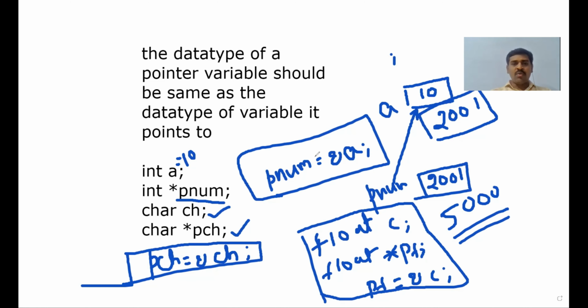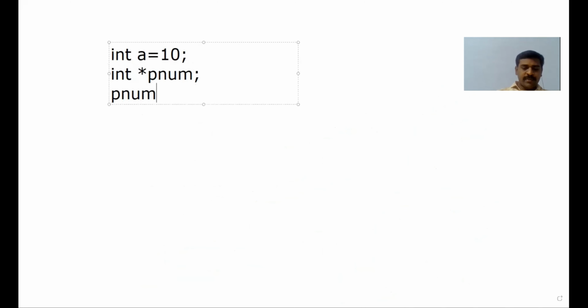Right, sir? Now I am going to tell you one more important point. Here, int a is equal to, let us say, 10, int star pnum, and pnum is equal to 5001. Is it possible to specify the address directly? Let us say 5001 is one memory location. Is it possible to assign this 5001 to my pointer variable? This is not a valid one.